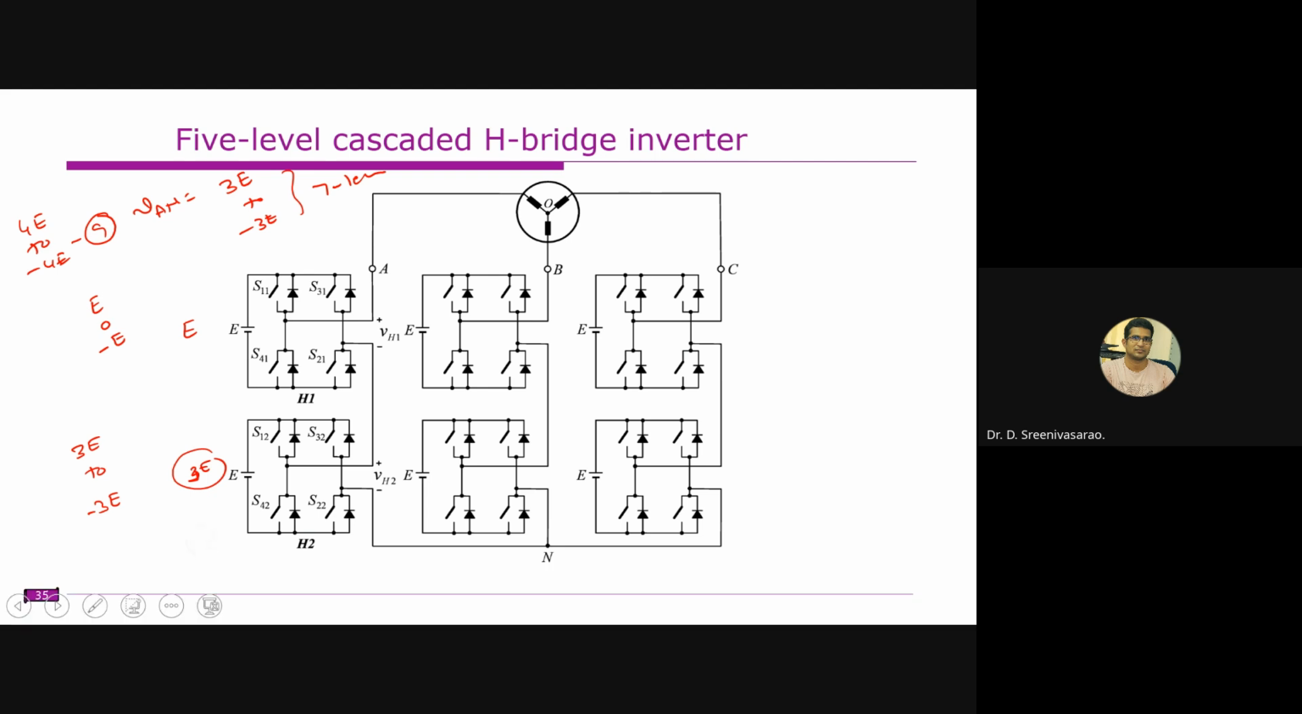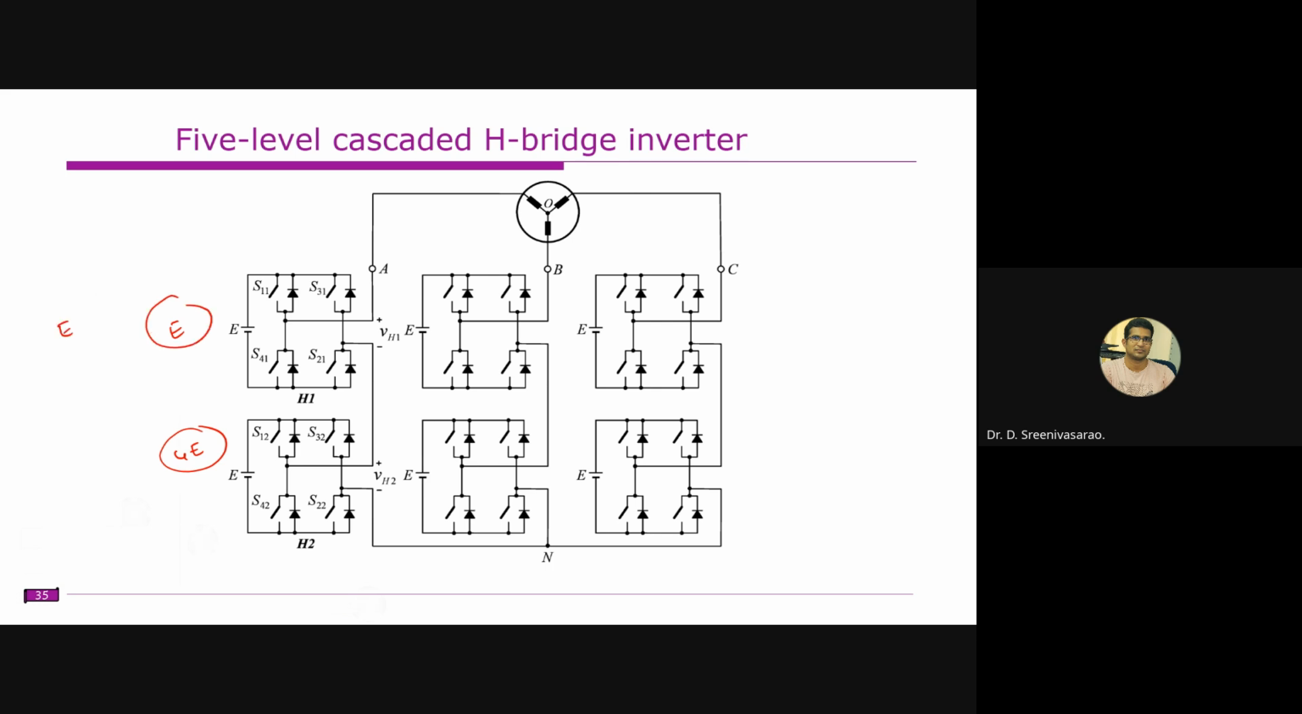Let us assume that you have chosen E voltage and 4E voltage. In this case, it is E0 minus E, and this will produce 4E0 minus 4E. So you cannot obtain all the levels. For example, you can get 5E by operating this as E and this as 4E. If you want 3E, this will operate as minus E, and this is 4E.